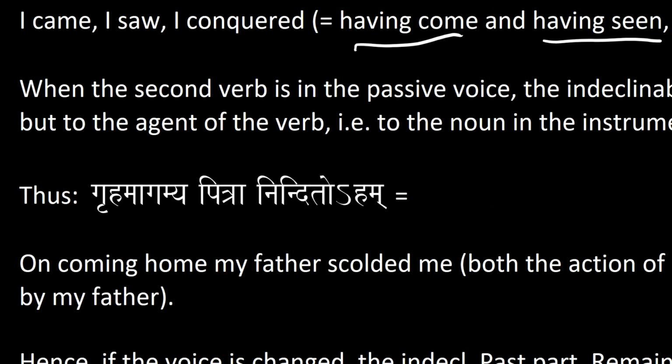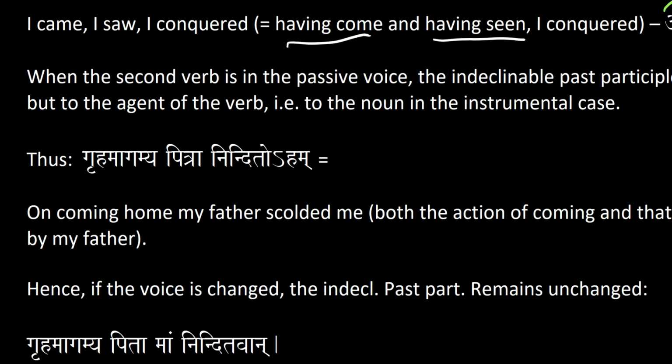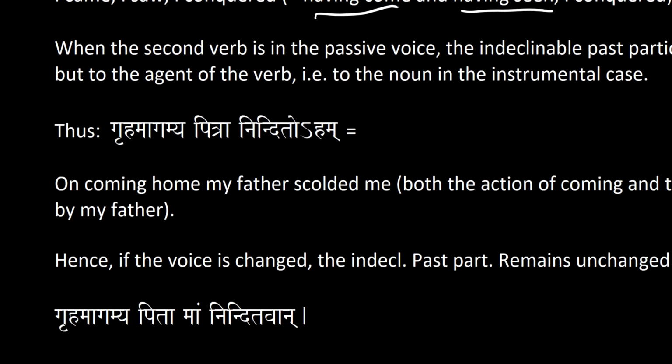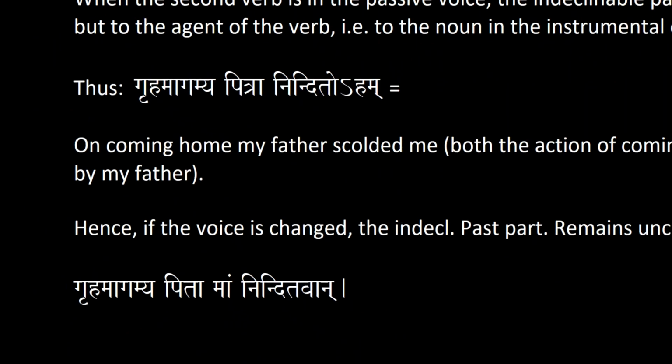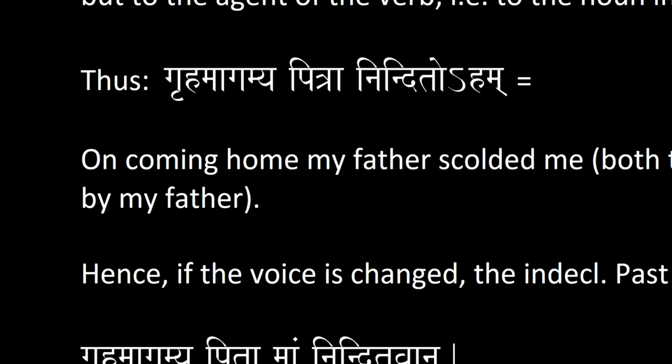And then we have, when the second verb is in the passive voice, the indeclinable past participle refers not to the subject, but to the agent of the verb. So, for example, to the noun in the instrumental case. So we have grihamagamya pitra ninditoham. So, on coming home, my father scolded me.